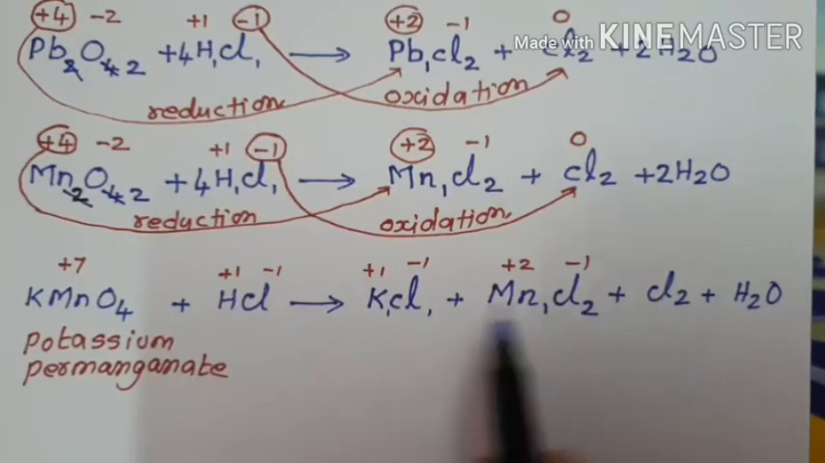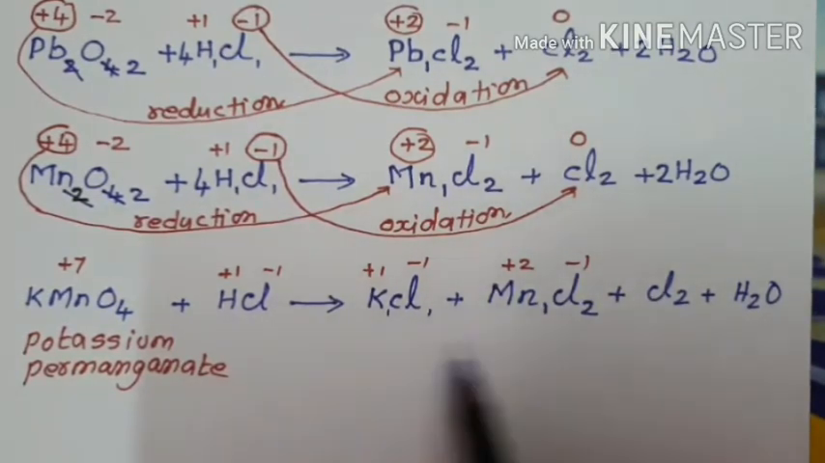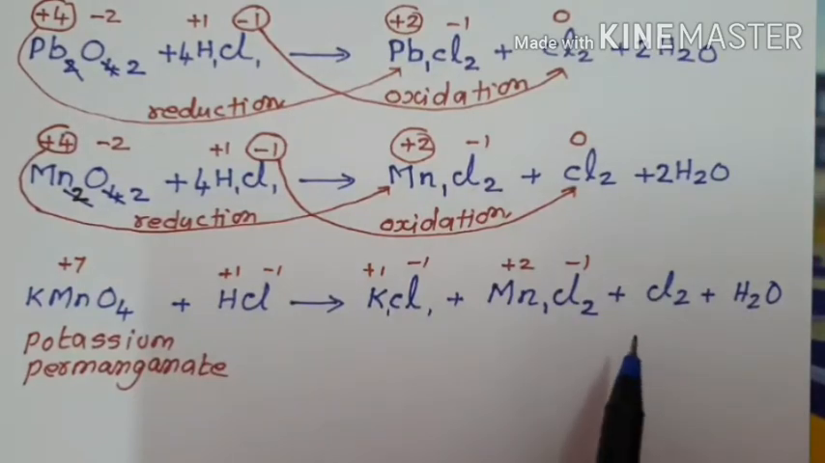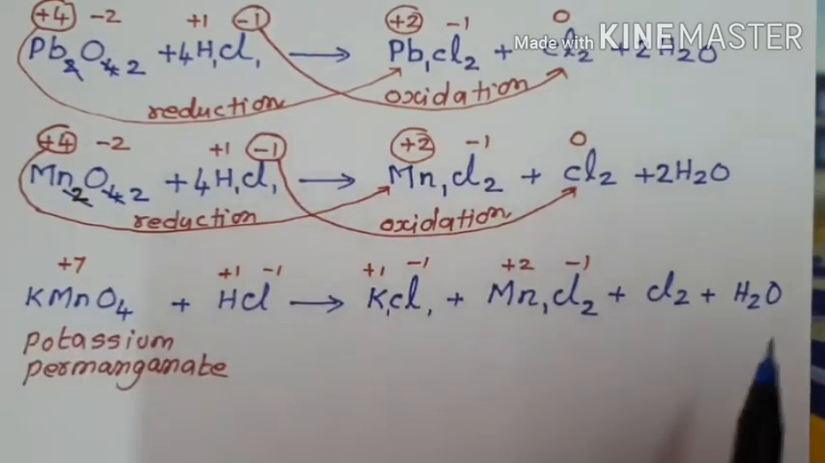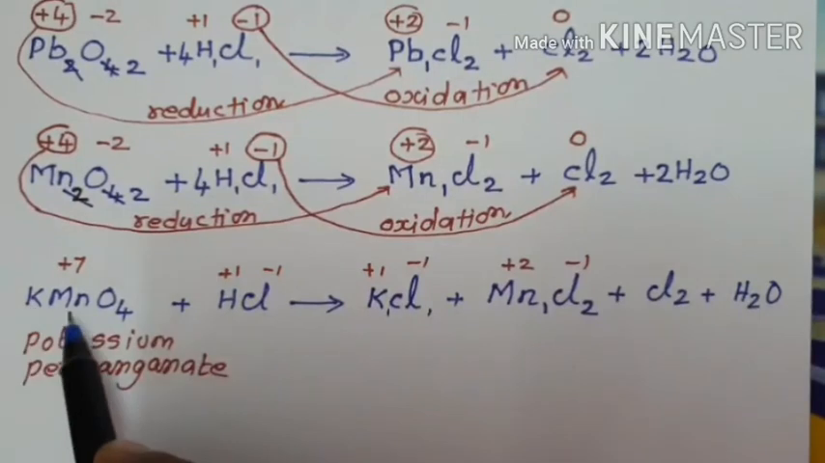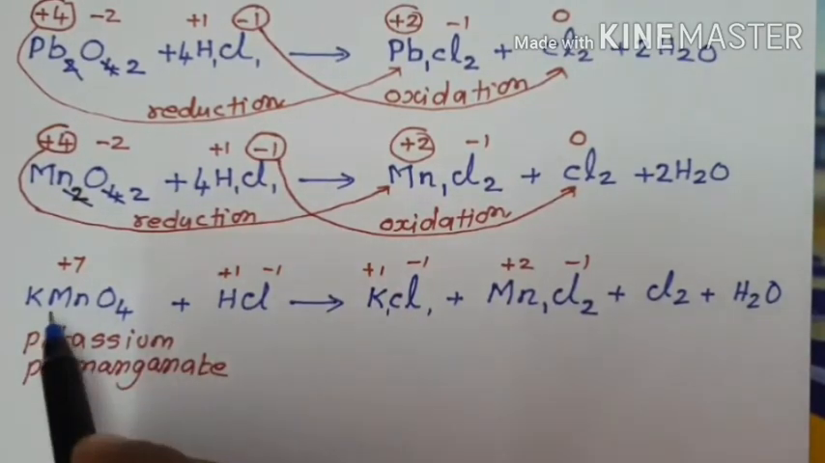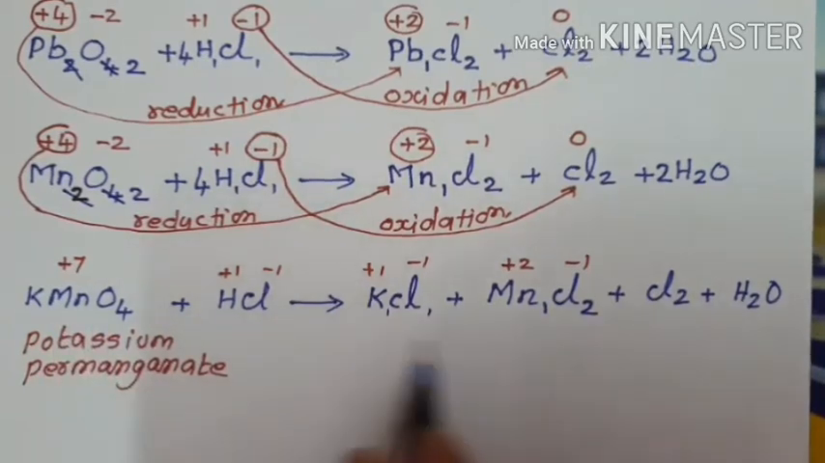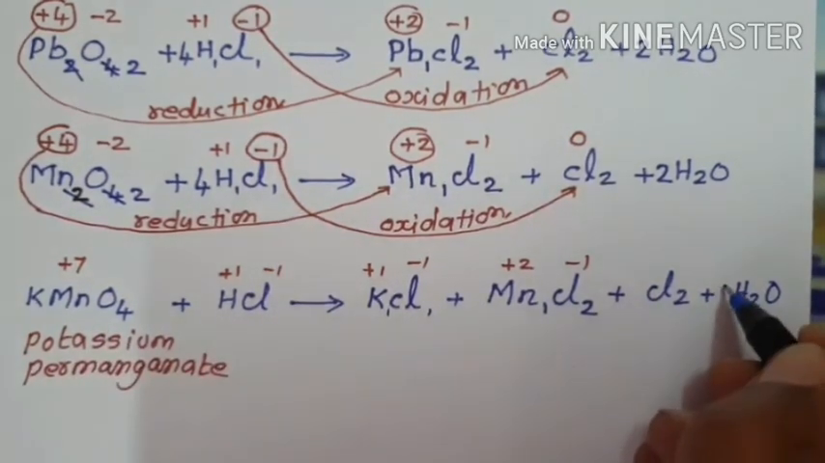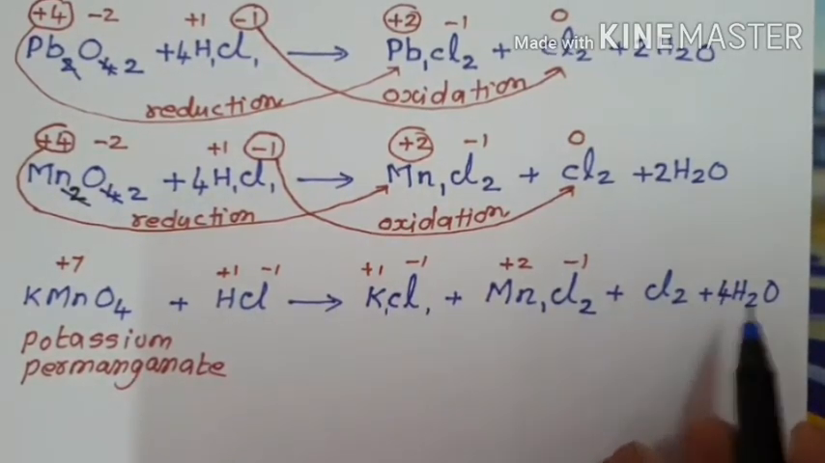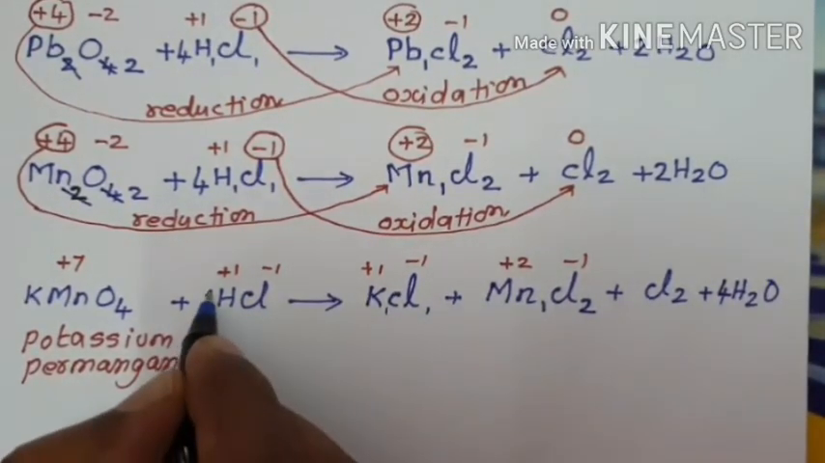Therefore, we can balance this reaction by the fractional method. In the fractional method of balancing, first step, other than chlorine, we have to balance the other elements. Other elements are potassium, manganese, oxygen, hydrogen. Potassium 1, potassium 1, manganese 1, manganese 1, 4 oxygen, here 4 oxygen. How many hydrogen? 4 into 2 are 8 hydrogen, 8 hydrogen.